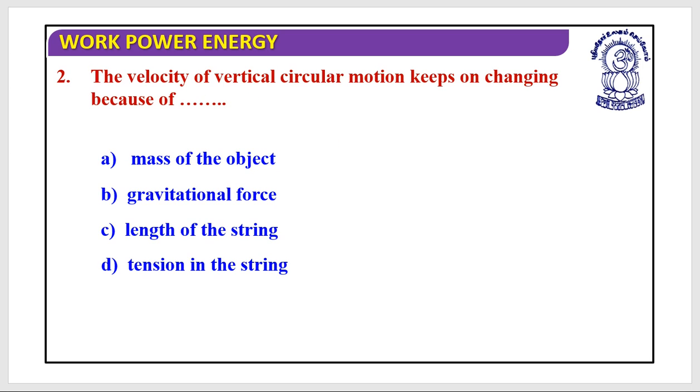Great. Next, does the velocity of vertical circular motion keep on changing because of the mass of the object? No.